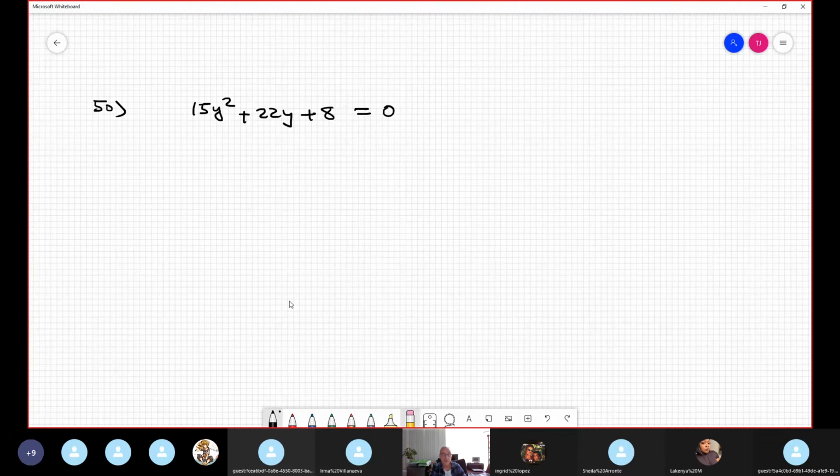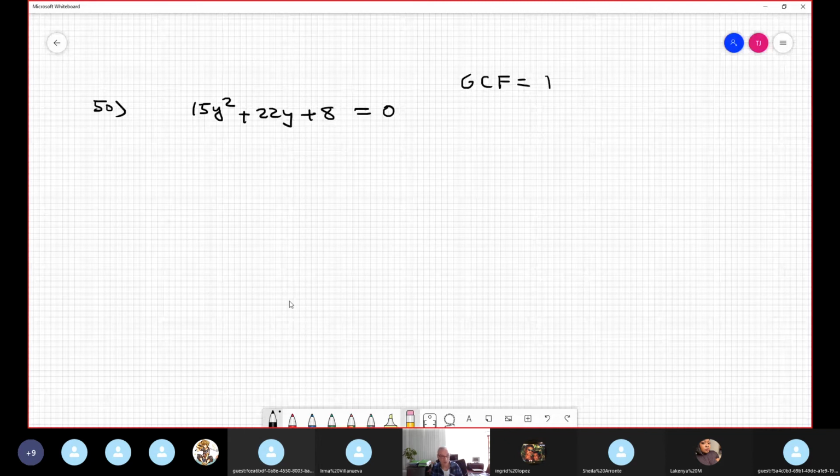This is a trinomial, no? Do we have a GCF or no? What do you think? I don't think so. No, of course not. The reason is clear. Look, 8 and 22 are even numbers, and 15 is 3 and 5, so they are not common factors. The GCF is 1, so the GCF doesn't help me simplify the thing.